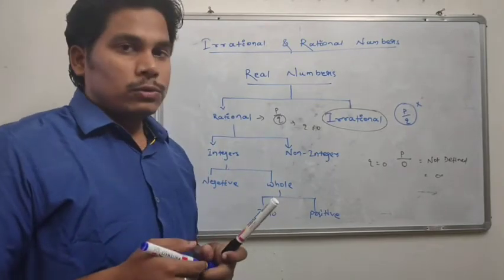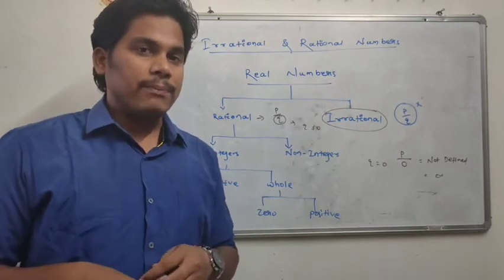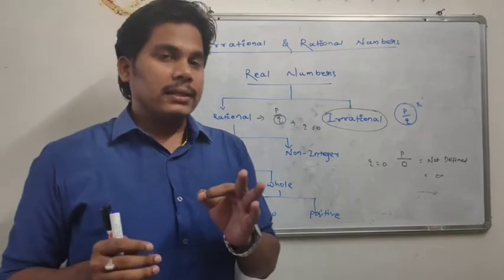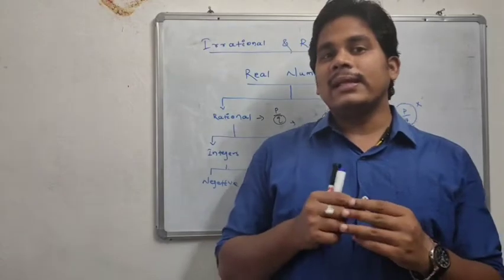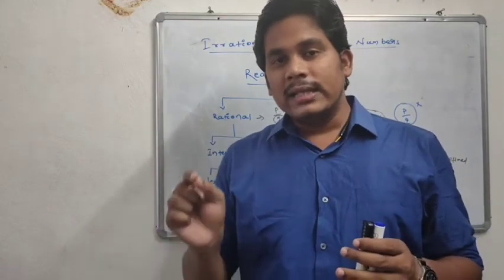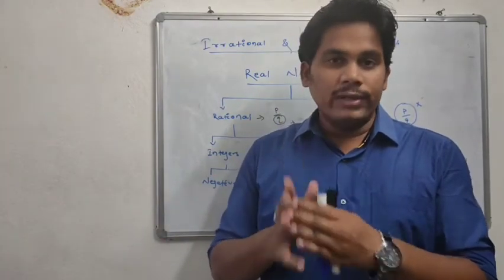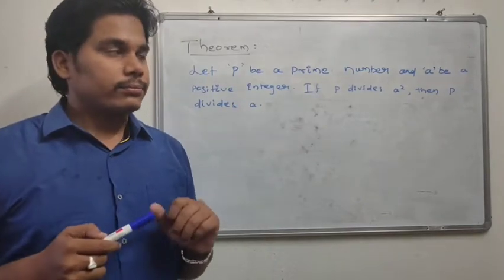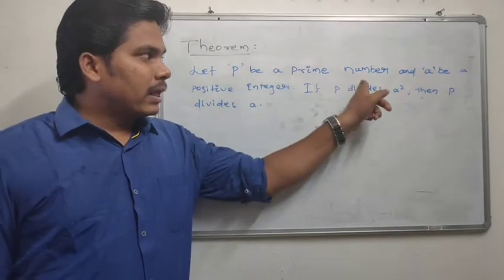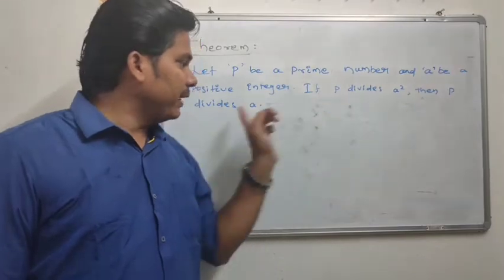Now let's discuss something more about irrational numbers. First, our topic is one theorem. Which theorem says: let p be a prime number and a be any integer, then if p divides a square, then p divides a. This is our first theorem. Now we shall discuss this theorem. As I said, let p be a prime number and a be a positive integer. If p divides a square, then p divides a.